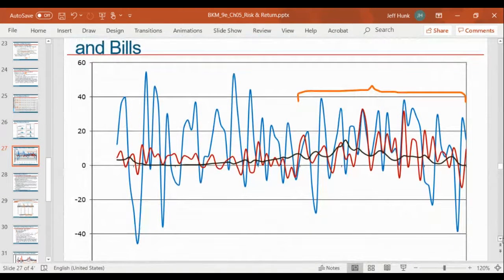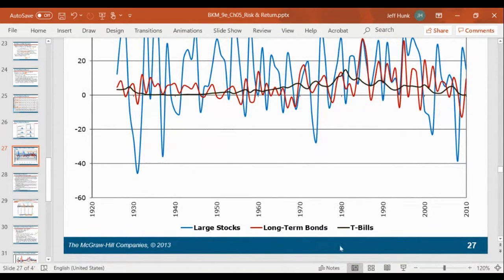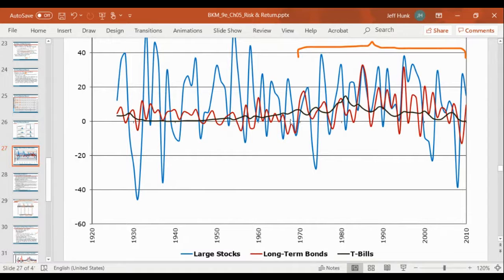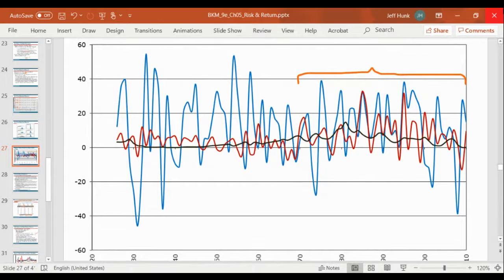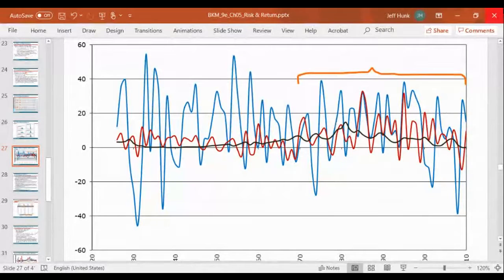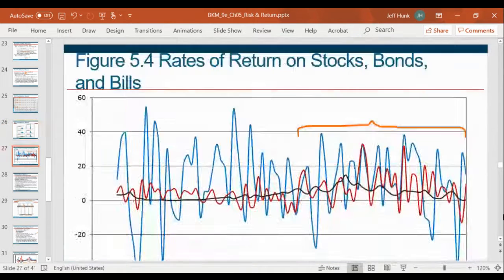And look at the correlation between large stocks and long-term bonds and T-bills, right? T-bills are relatively very steady, right? That means less volatility. It's clear. T-bills are very small. Very small volatility, and that was already seen here, right? T-bills are.